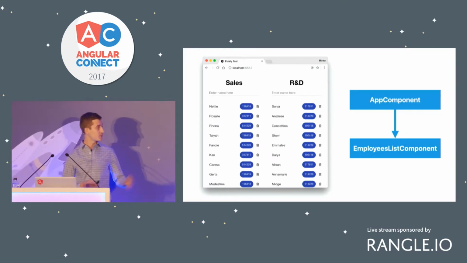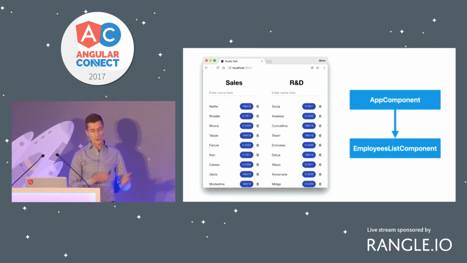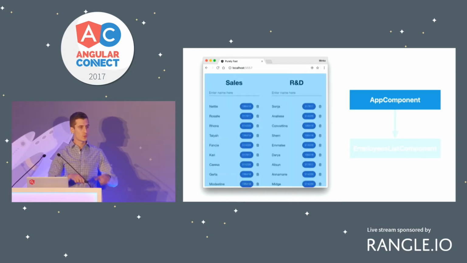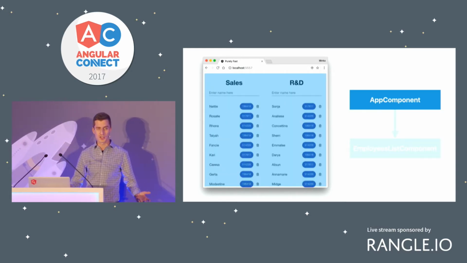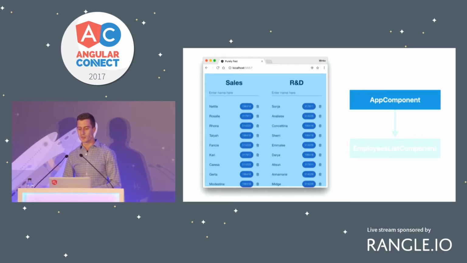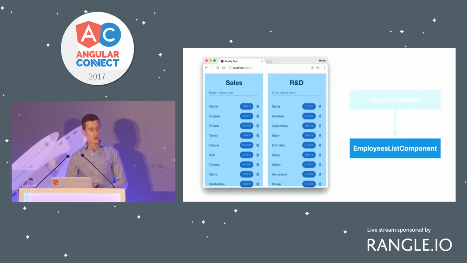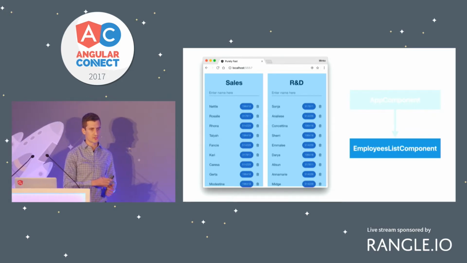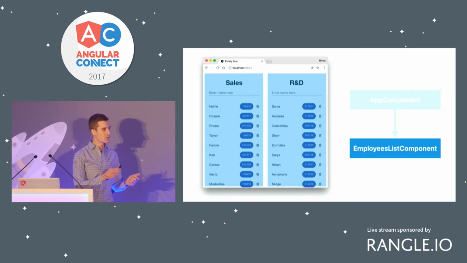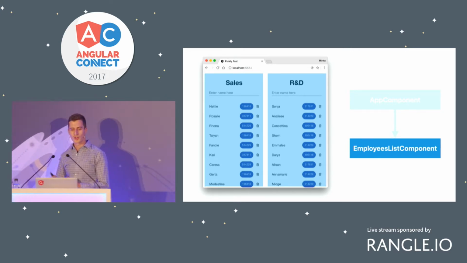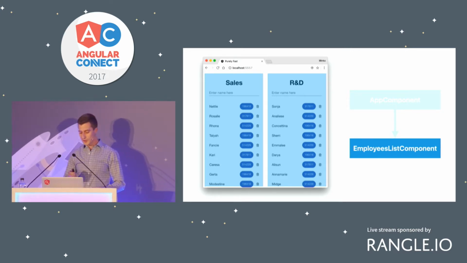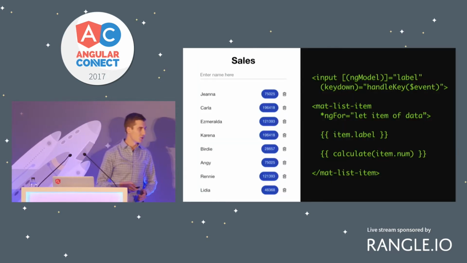And here is its component structure. We have an app component, which wraps our entire application. So this is the root component in our application. And we have an employee list component, two instances of it, one for the sales department and one for the R&D department.